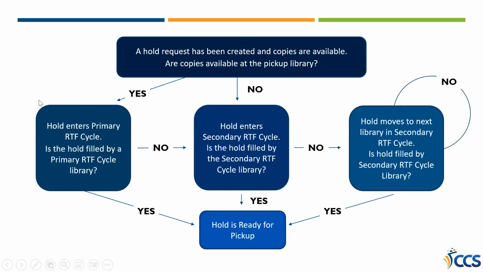Now, if no copies are available at the pickup location, or the primary cycle library is unable to fill that hold, the hold will then enter the secondary request to fill cycle, meaning it's now going to look for copies at all CCS locations. So it's placed on a pick list at another library. If that library can't locate the item and ends up not filling the hold, it moves on to the next library in the secondary RTF cycle and is placed on their pick list. So basically that process is going to repeat here until some library fills that hold.